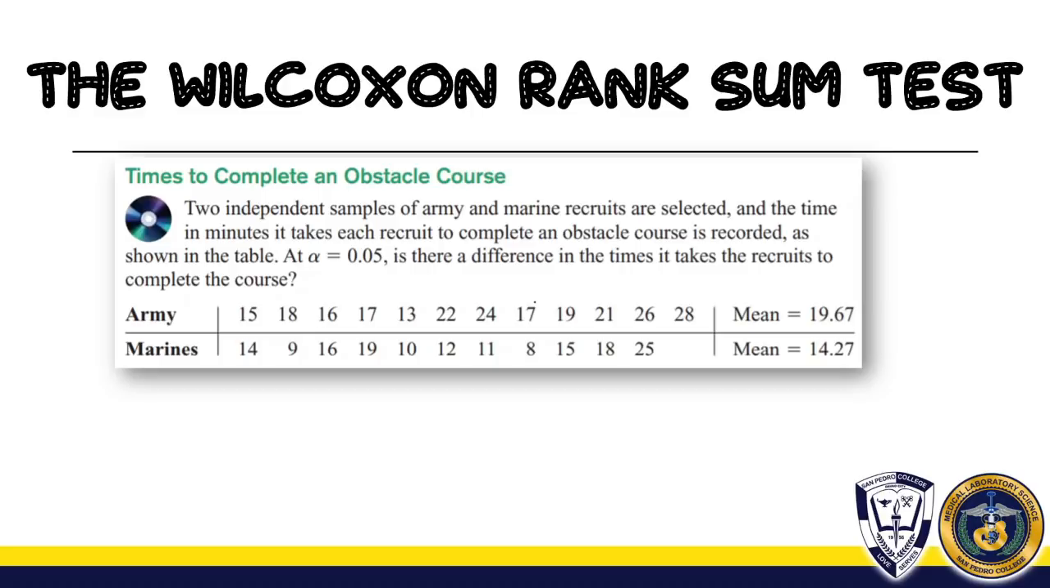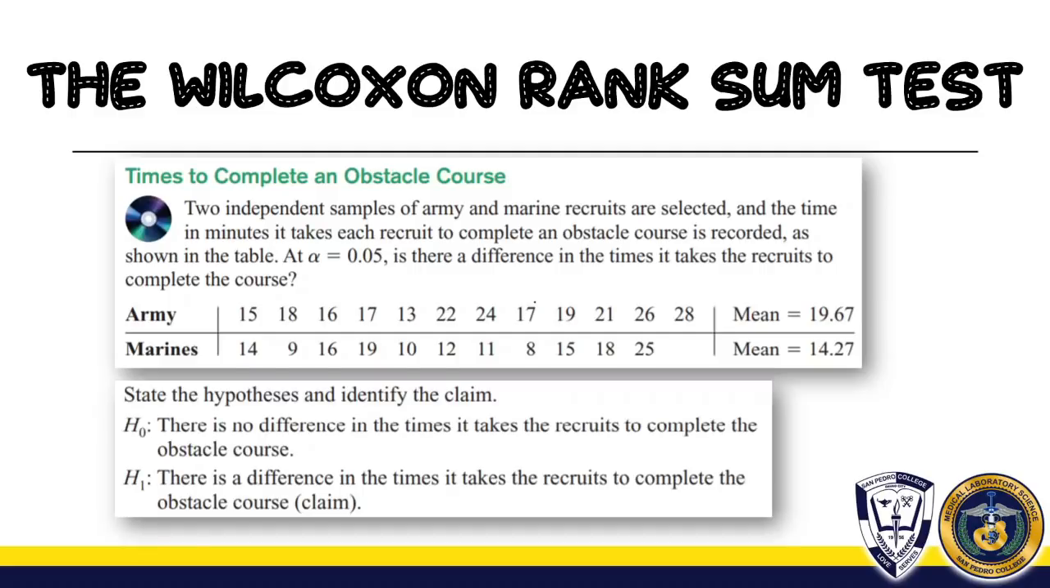Times to complete an obstacle course. So let me just read the problem. Two independent samples of Army and Marine recruits are selected, and the time in minutes it takes each recruit to complete an obstacle course is recorded, as shown in the table. At level of significance 0.05, is there a difference in the times it takes the recruits to complete the course? So we are given the following data, and this will be our null and alternative hypothesis.